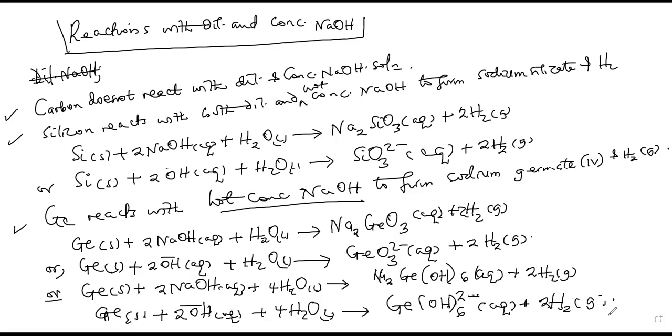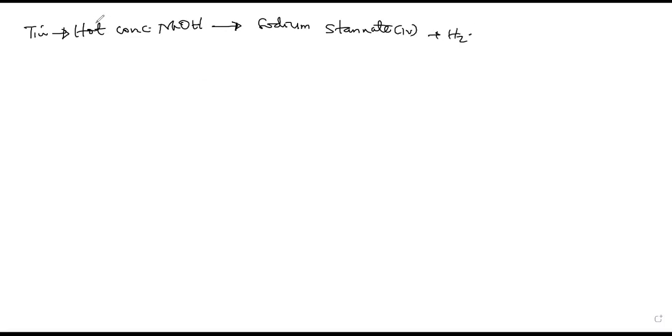Tin reacts the same way as germanium, with the hot concentrated alkali. Okay, so tin reacts with hot conc sodium hydroxide to form sodium stannate 4 and hydrogen gas. I told you that one will be marked on what it reacts with under product. Hot concentrated sodium hydroxide forms sodium stannate 4.